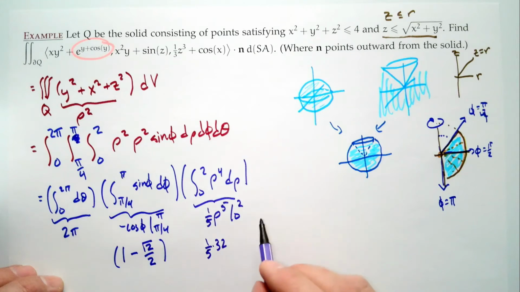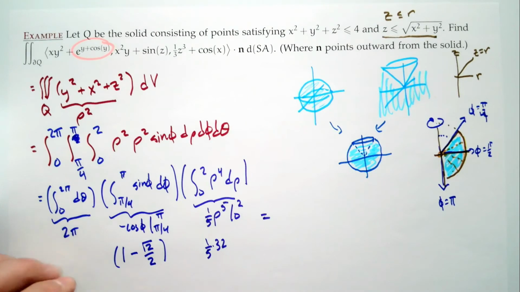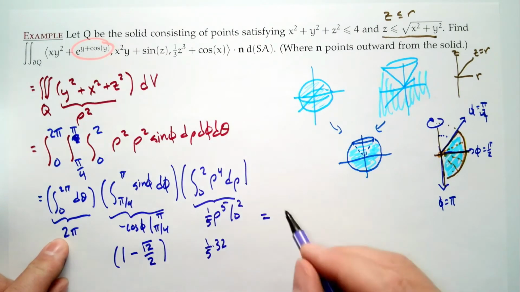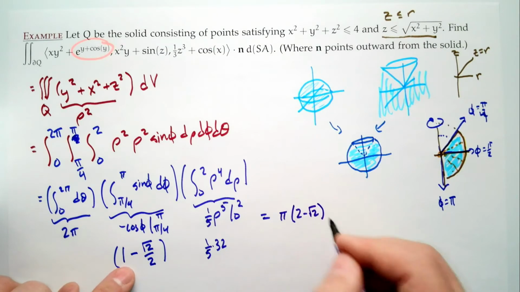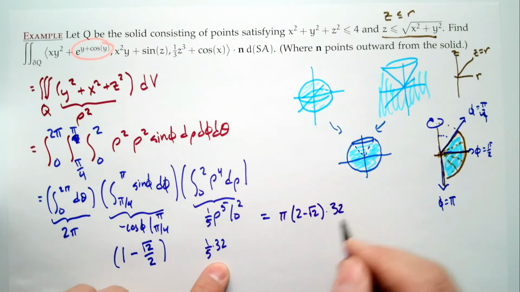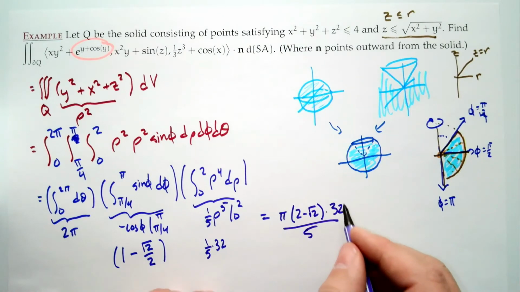So, let's see, what do we end up with? Well, I can simplify if I take the 2 and multiply it in, because I have the 2 in front of the pi. So I'll have the pi, then I'll have 2 minus root 2, and then I'll have 32 over 5. That looks pretty good.